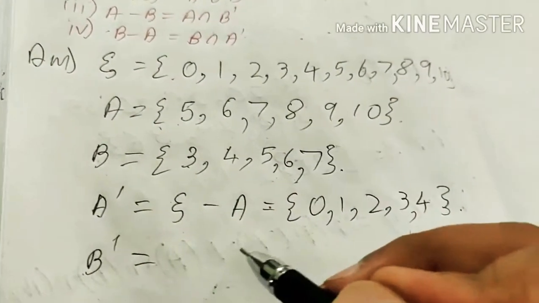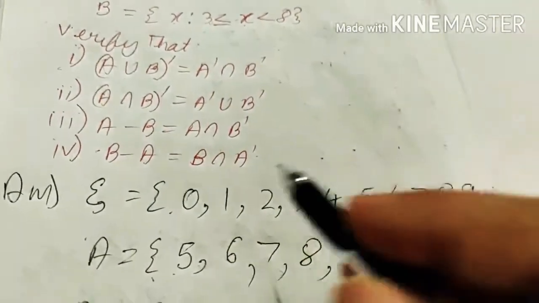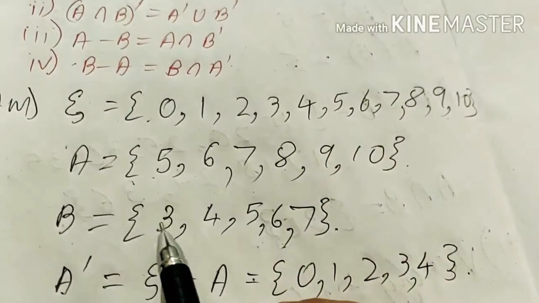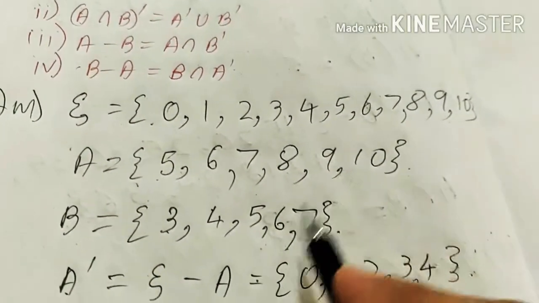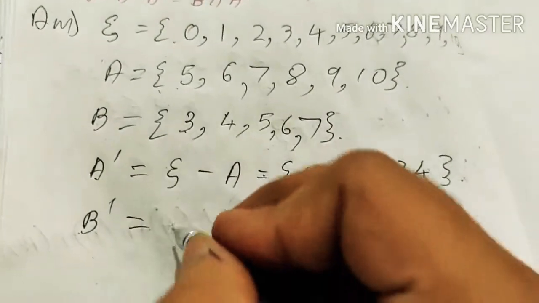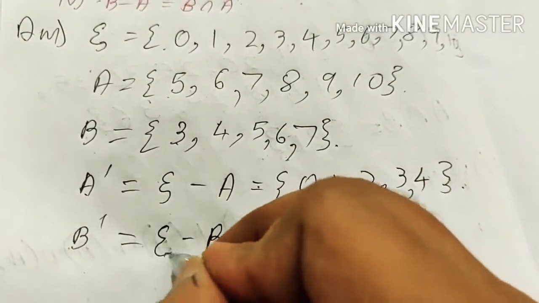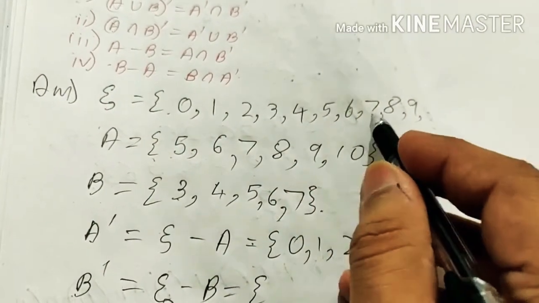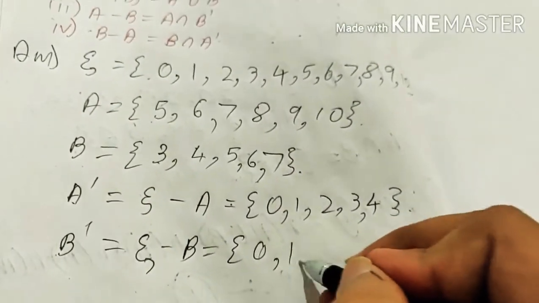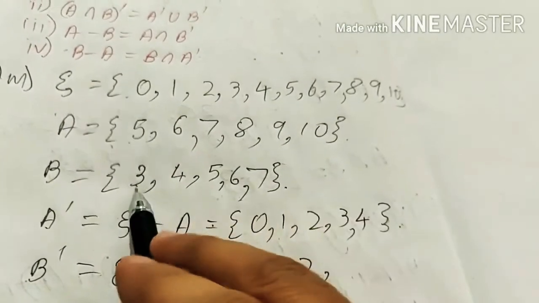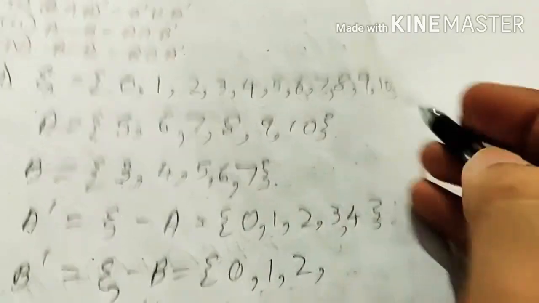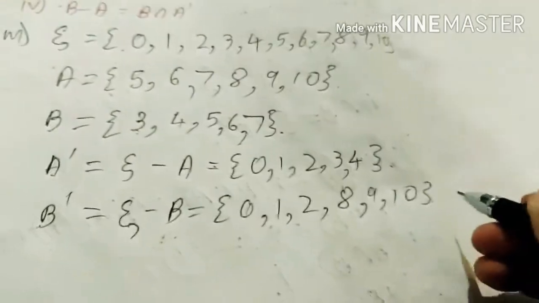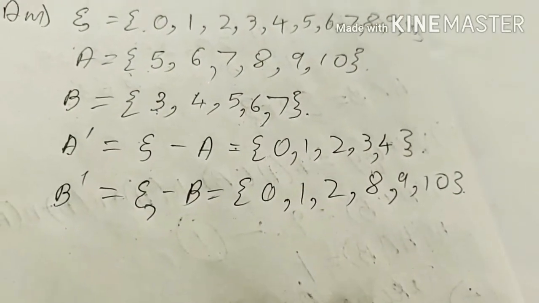Complement of B is equal to, we will eliminate these values from the universal set. 3, 4, 5, 6, 7 will be removed. So we have to remove 3, 4, 5, 6, 7. So 0, 1, 2 are left, then 3 up to 7 is eliminated. Then 8, 9 and 10. This is B's complement.